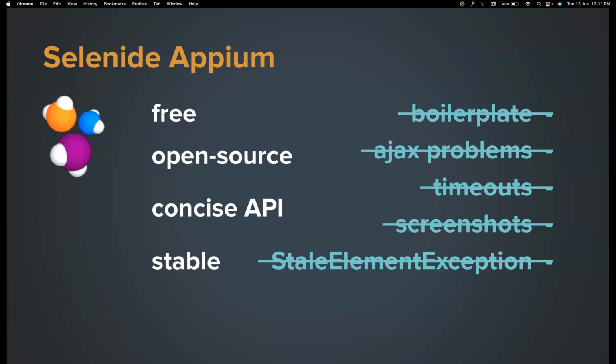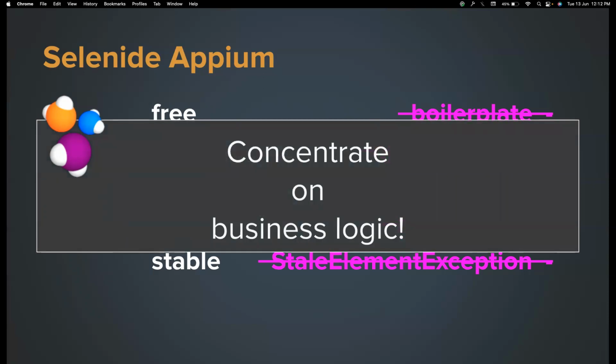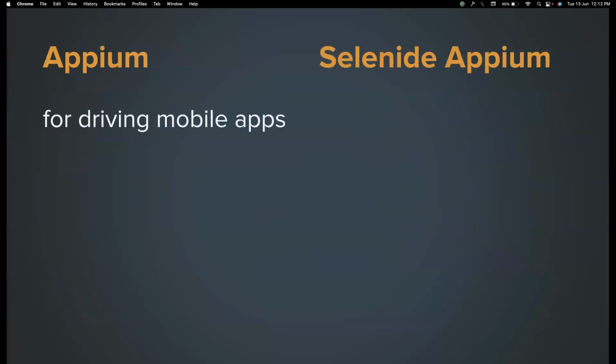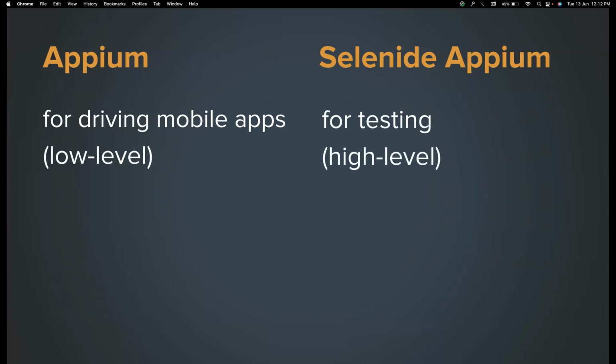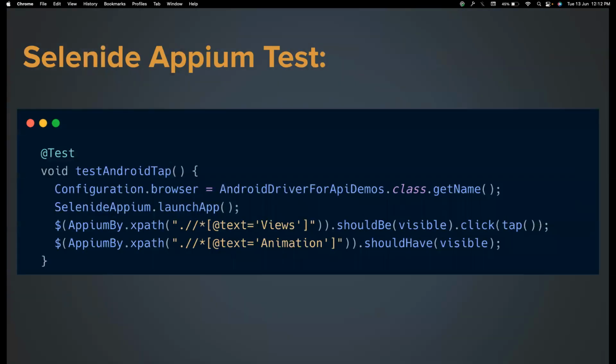And sometimes if you feel there is no such feature available in Selenide Appium, then you can easily go back to Appium, right? This is built on top of Appium, so you don't have to worry about it. Again, most importantly, you can also contribute from your side, right? So all you have to do is just concentrate on the business logic, right? Appium is a fantastic tool for driving mobile apps, like Selenium is for driving web apps, but Selenide Appium is a fantastic testing tool, right? It has inbuilt assertions, it has inbuilt waitings, and it does everything for you, so you don't have to do a lot of work. Appium is very low level, and Selenide Appium is high level, right? So this is how a Selenide Appium test might look.